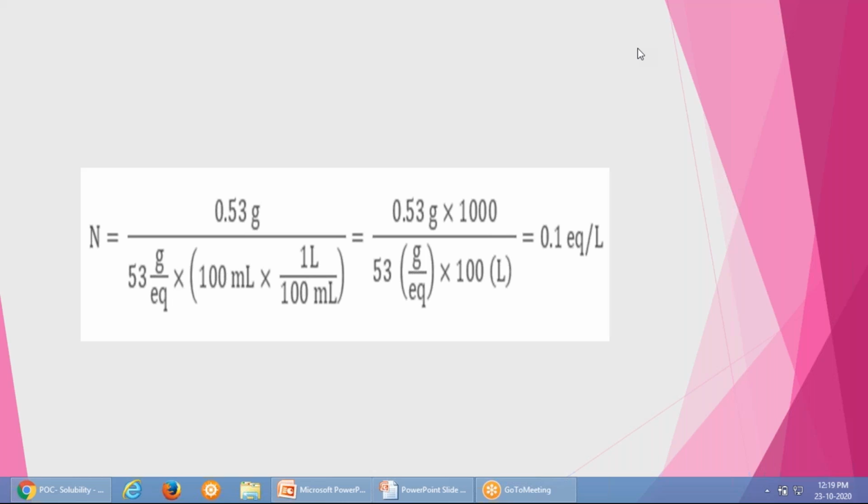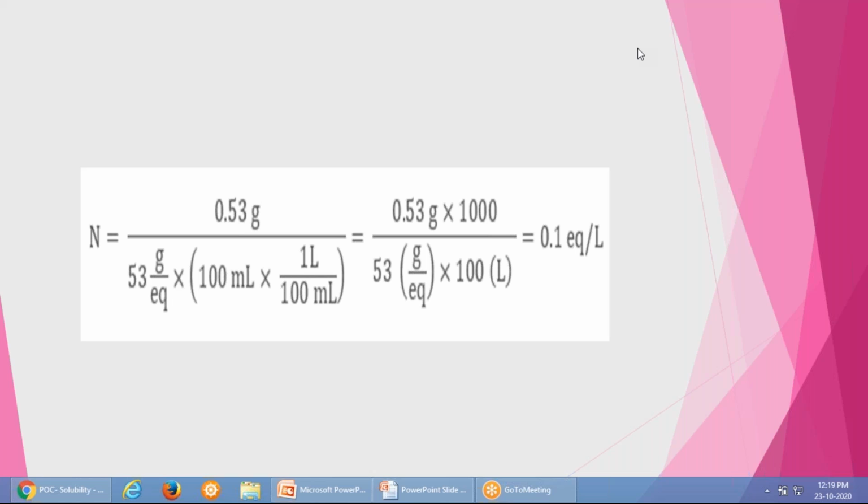What about oxalic acid? Does anyone know the molecular formula of oxalic acid? C2H2O4, that is nothing but COOH twice. That is oxalic acid. So what is the molecular weight of this oxalic acid? 90.